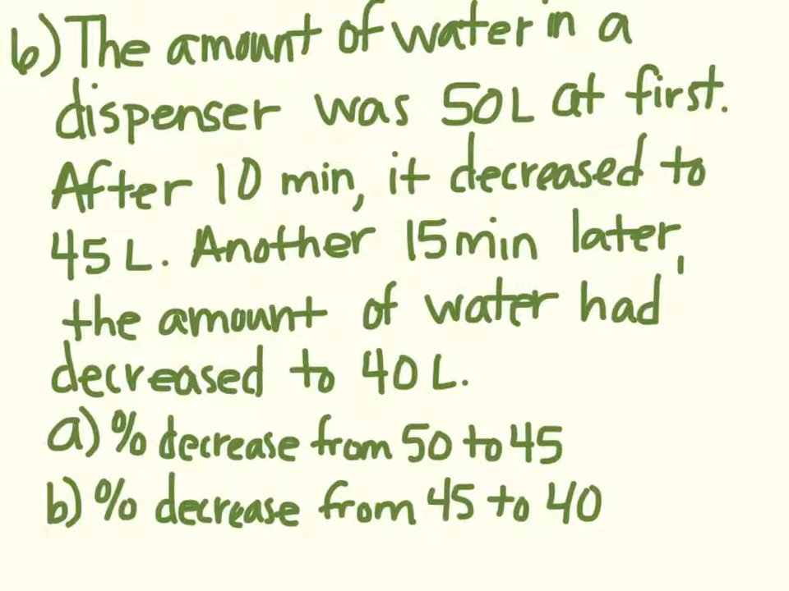Try this problem on your own. The amount of water in a dispenser was 50 liters at first. After 10 minutes, it decreased to 45 liters. Another 15 minutes later, the amount of water had decreased to 40 liters. So answer 2 questions for me. In part A, calculate the percent decrease from 50 to 45 liters. And in part B, calculate the percent decrease from 45 to 40 liters. Press pause while you work, and we have one more type of problem before we wrap up 6.5 for good.